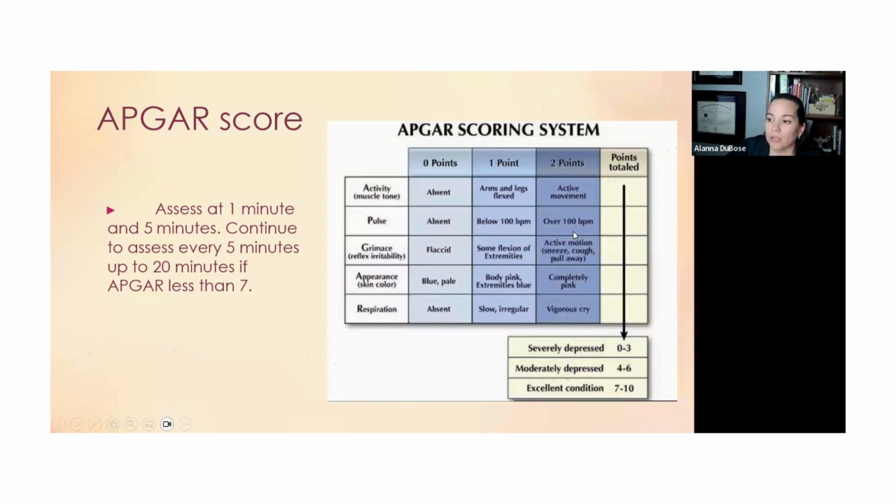So you can see how, if a baby's only getting 6 points, then it might have 1s on all of these and a 2 maybe on just the heart rate or something. It's not doing really great and we need to continue to assess it. And that's why we continue to get some more APGARs for a little while.